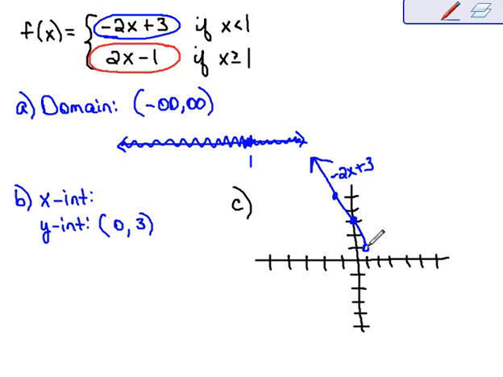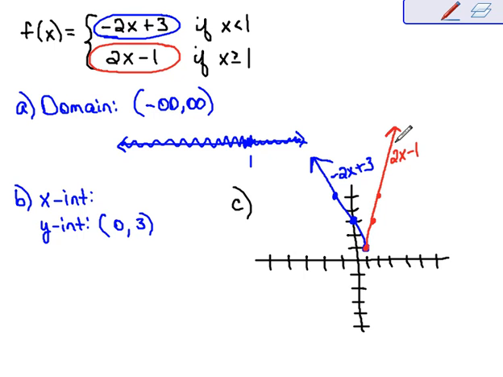That would be the point (1, 1). So now we can color in that spot that we had previously left open. We had the point (2, 3), and then we had the point (3, 5). So that portion of the graph, the 2x minus 1, looks like that.